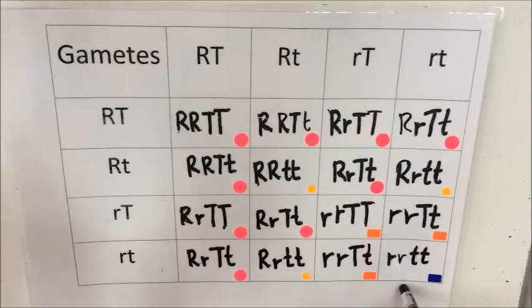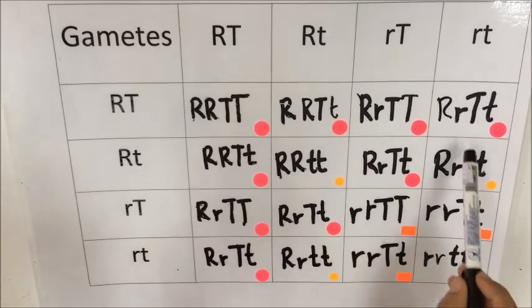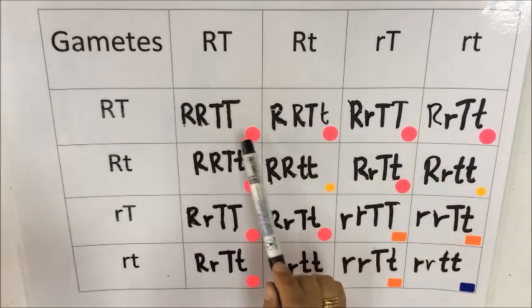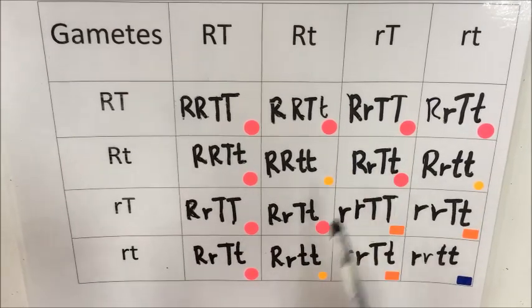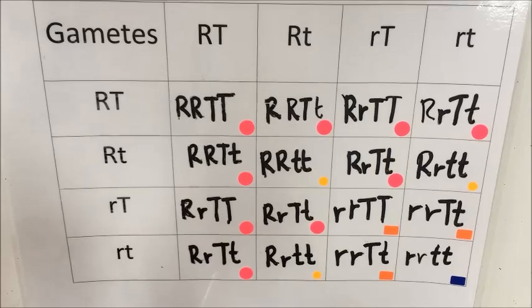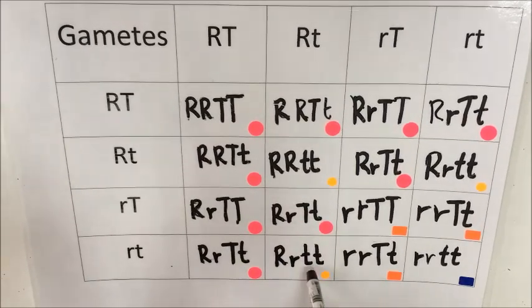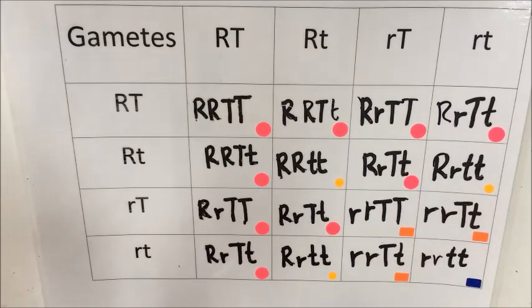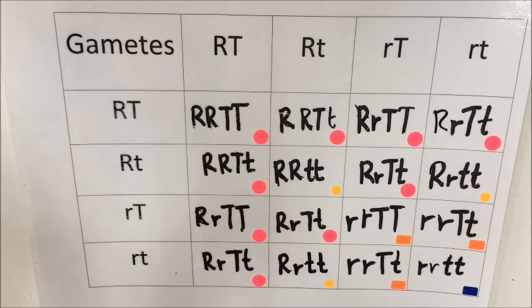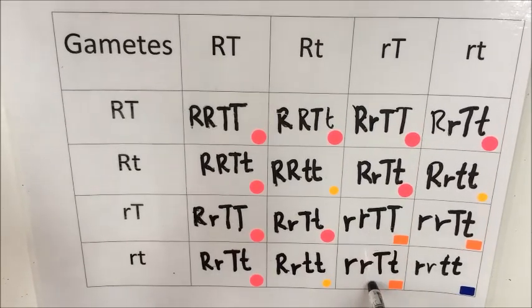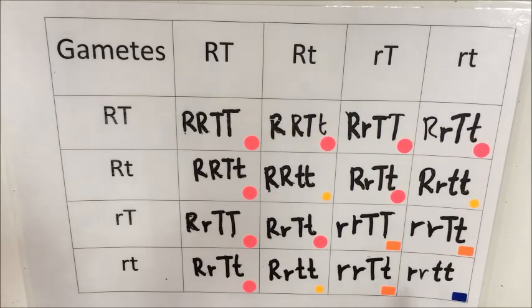From this Punnett square, there are 9 red flower tall plants: 1, 2, 3, 4, 5, 6, 7, 8, 9. There are 3 red flower short plants: 1, 2, 3. There are 3 white flower tall plants: 1, 2, 3, and 1 white flower short plant.